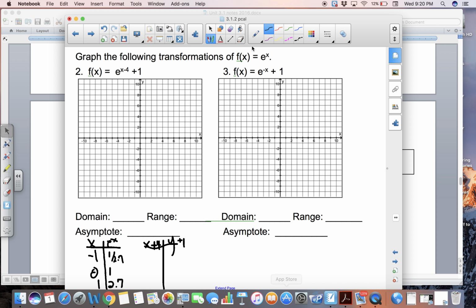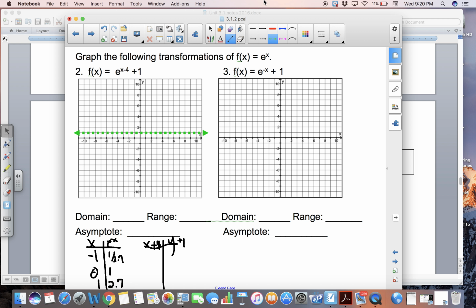Okay? Before I do that, let's take care of the asymptote. So the horizontal shift doesn't affect the asymptote, the vertical does. Because we're going up 1, the asymptote is going to shift up 1. So let's put the asymptote on there. It's just really helpful to get that asymptote on there so you can kind of see it.